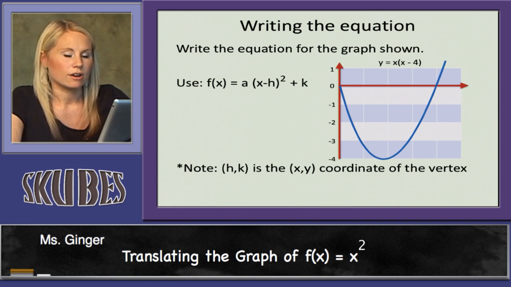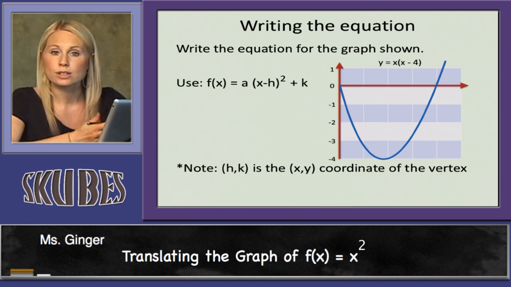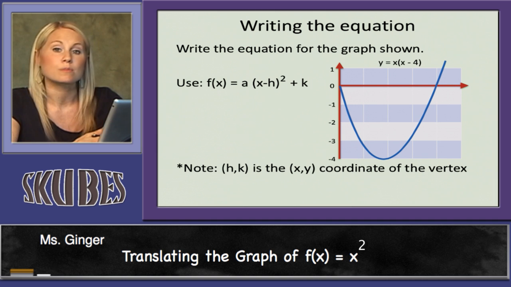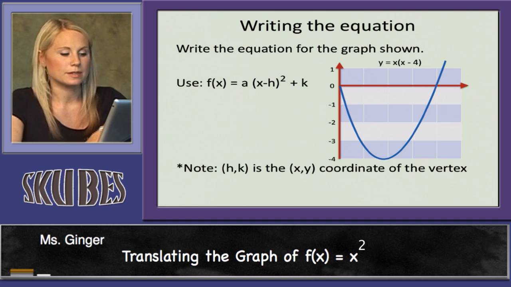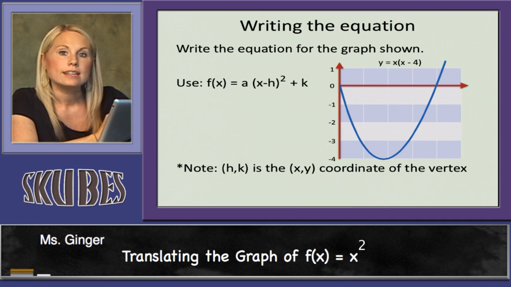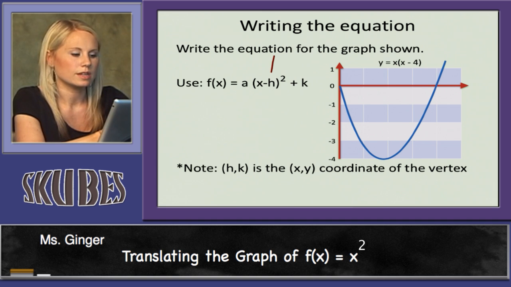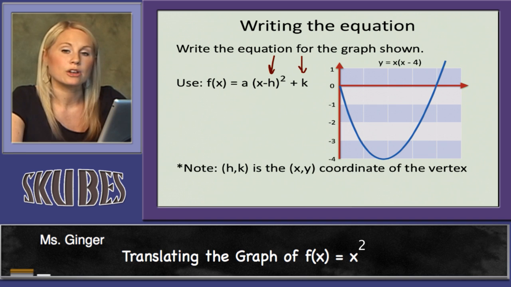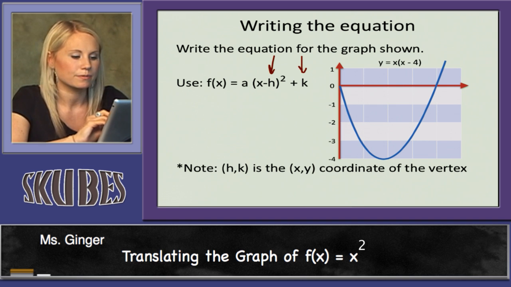Now let's say that we are given a picture and it's a quadratic that's had some translations and we need to write the equation from that picture. All right, let's use vertex form again to be consistent. And it's very easy to do when you can see the vertex because all you need to do is fill in your x and y value of your vertex to this equation where you see h and k.